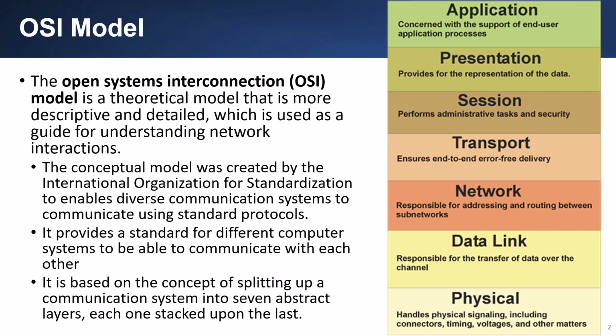The fourth layer is the transport layer that ensures end-to-end error-free delivery. The fifth layer is the session layer that performs administrative tasks and security. The sixth layer is the presentation layer, which provides for the representation of the data. The top layer is the application layer, which is concerned with the support of end-user application processes. This is the network services that are being provided.